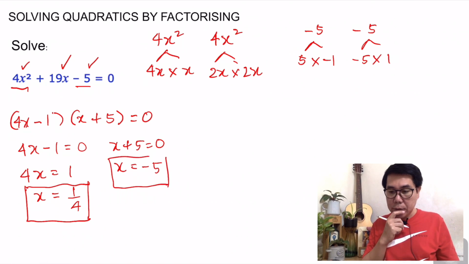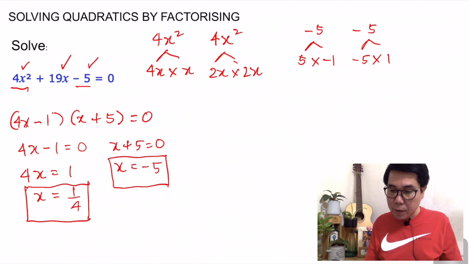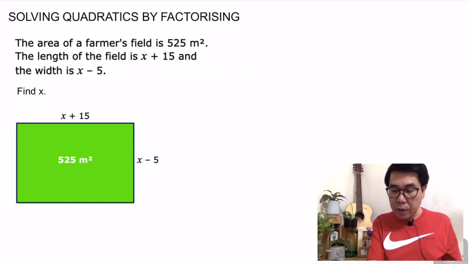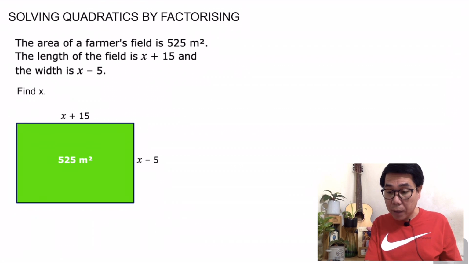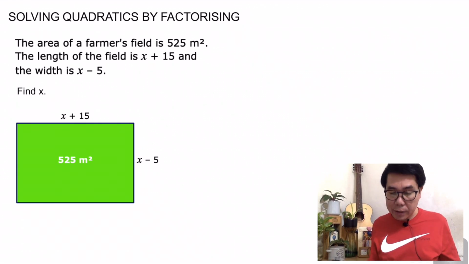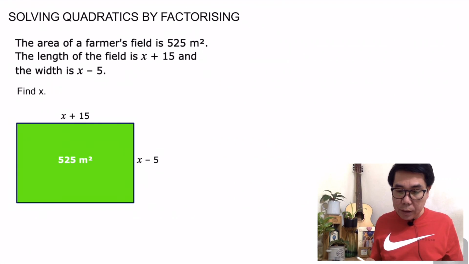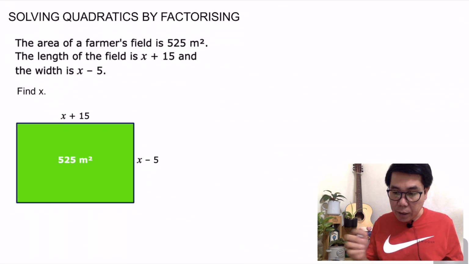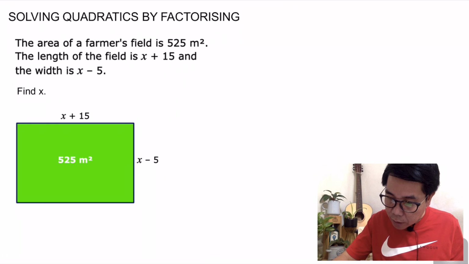Another second solution. Okay, now let us try this problem. Solve: the area of a farmer's field is 525 square meters. The length of the field is x plus 15 and the width is x minus 5. Find x. So in this case, we know if it is area, we have to multiply the length and the width.